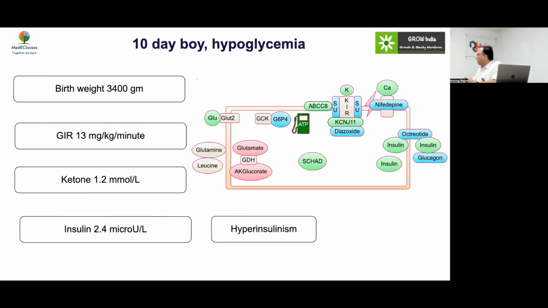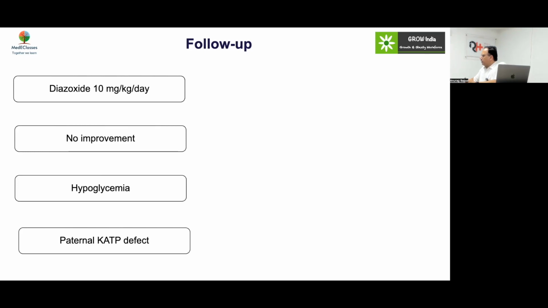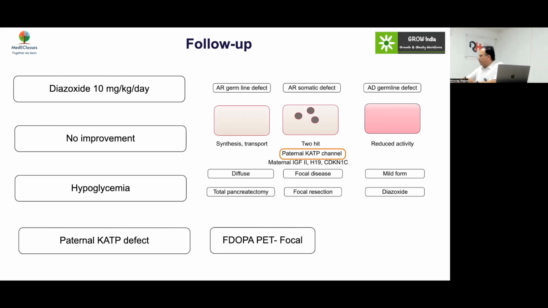Okay, hyperinsulinism was diagnosed and then diazoxide was started. On follow-up, diazoxide 10 milligram, there was no improvement. There is hypoglycemia. So a paternal potassium ATP defect was there. What it is telling you is that they have a milder form of hyperinsulinism as against the previous case, which Dhwani had discussed, a very severe form where you would definitely need surgery. But this is a paternal potassium ATP defect, so you can go ahead with a localization study. You can do a PET scan and find a focal lesion, for which surgery was done. So this is a milder form where macrosomia is not essential.